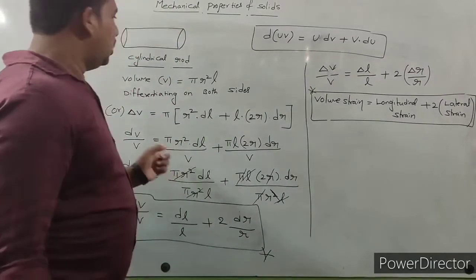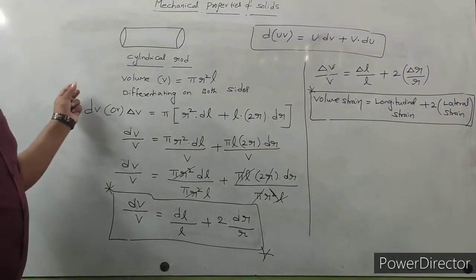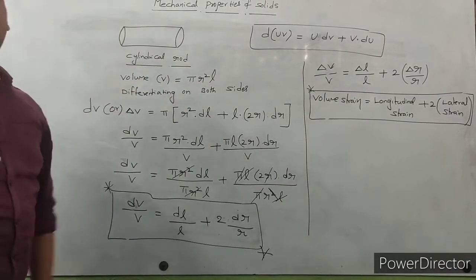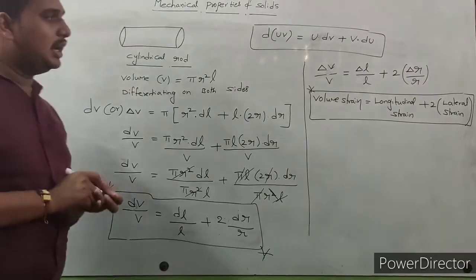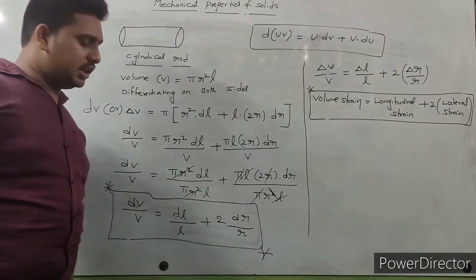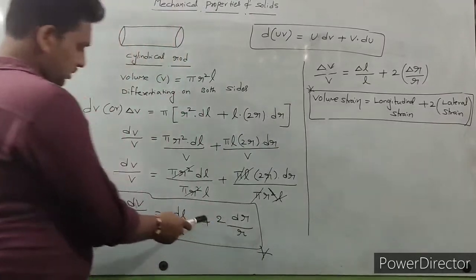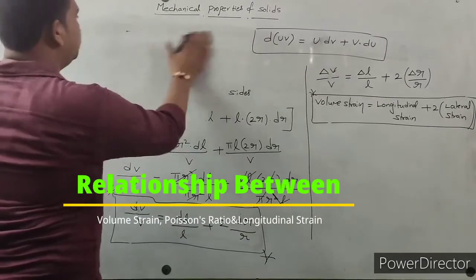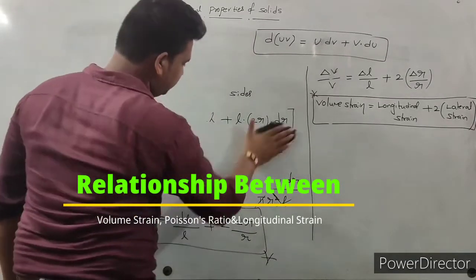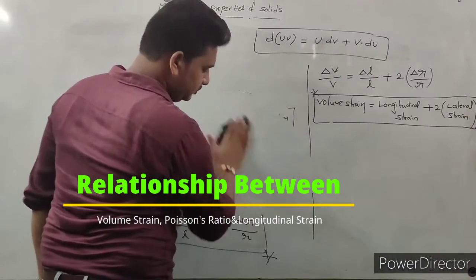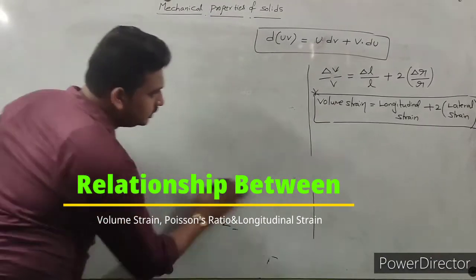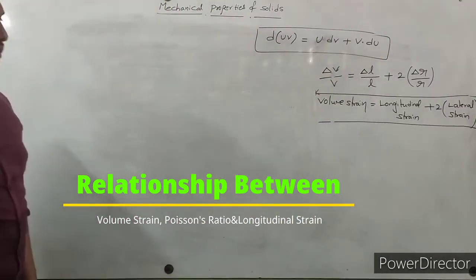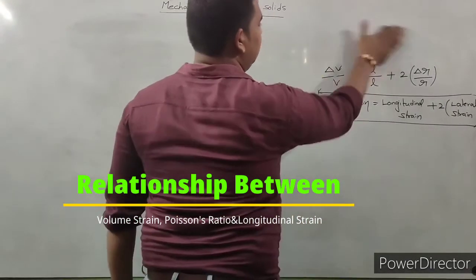Now, how can we introduce or place this Poisson's ratio here? So simple. How are we placing Poisson's ratio here? Observe carefully. So this relation we want now. So I need some space. So Poisson's ratio concept, how can we introduce here? So we got this relation.